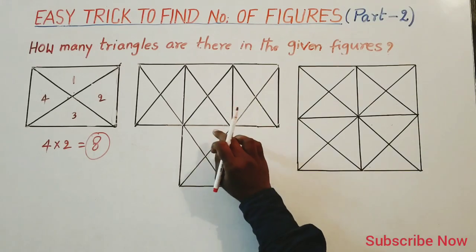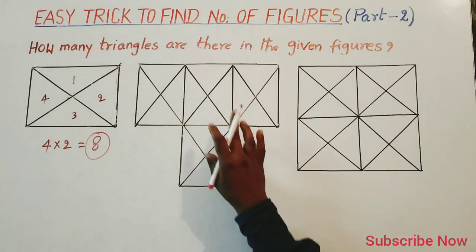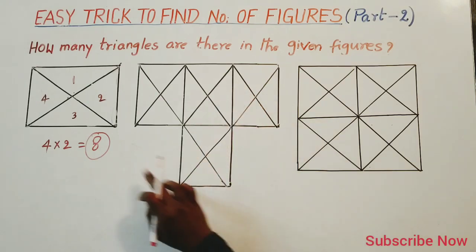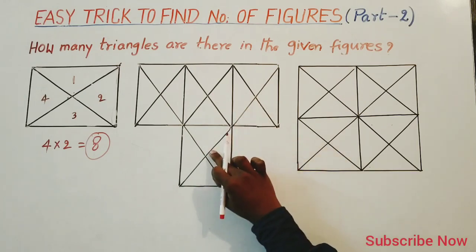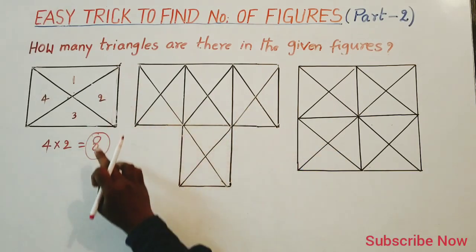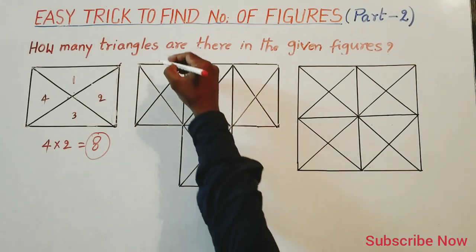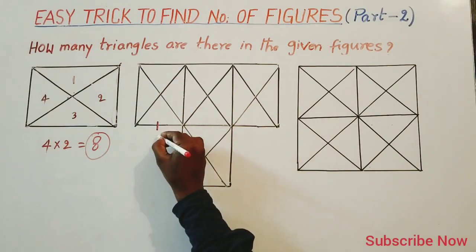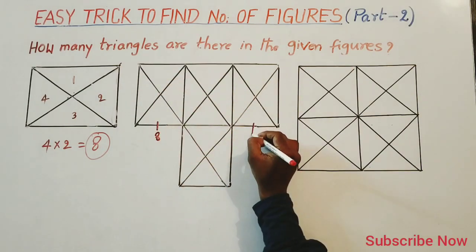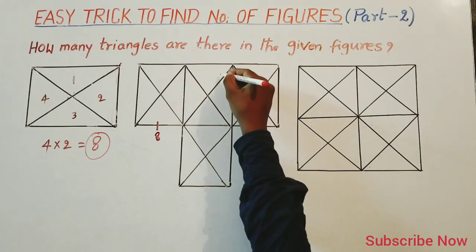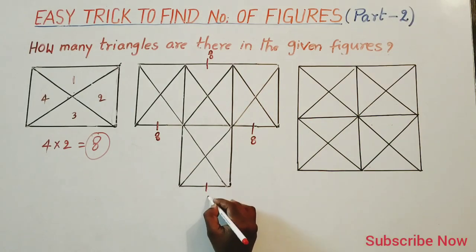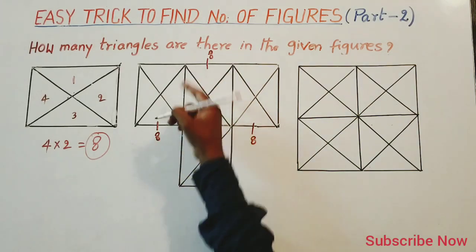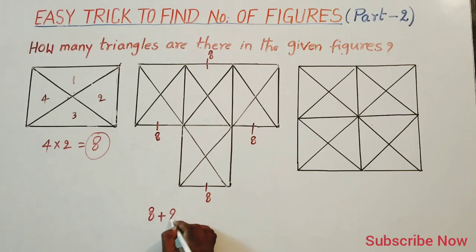How many triangles are there in this figure? If you observe this figure carefully, you can find this kind of figure four times. In this figure, you already know there are 8 triangles. Therefore, in this figure 8 triangles, in this one 8 triangles, in this figure 8, and in this figure also there are 8. So totally four 8s are there: 8 plus 8 plus 8 plus 8.